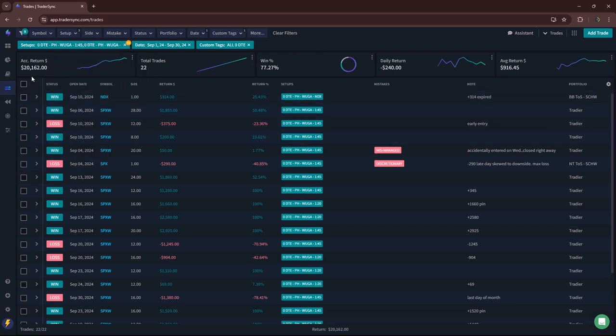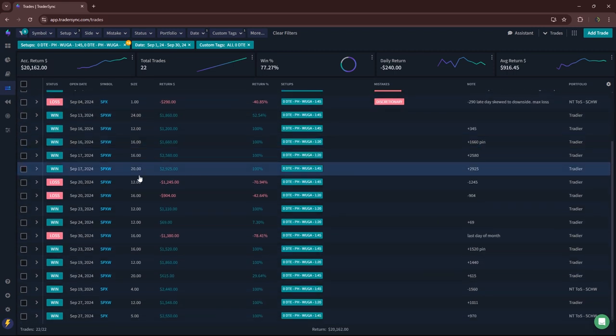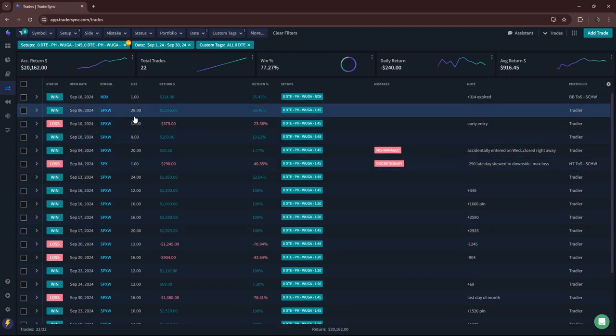A little over 20K on 22 trades in the Woogas. I've been trading these a lot more and will continue to be trading them even more going forward. So, nice month in the Wooga.